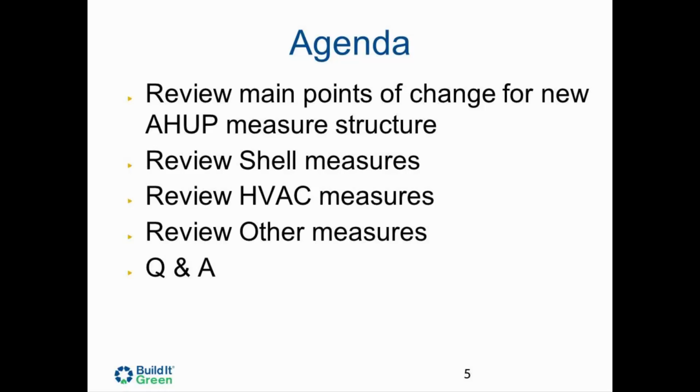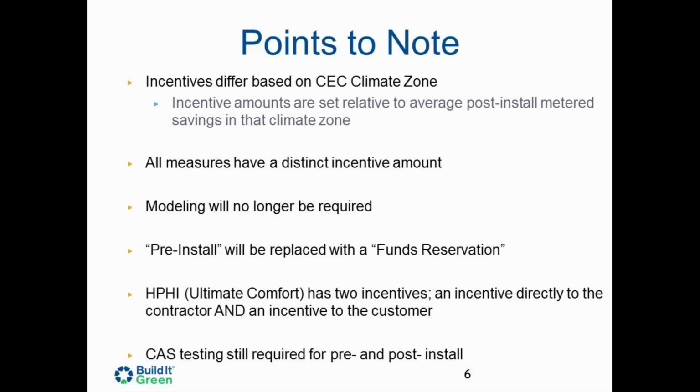Four measures are required, two of which are shell measures and one HVAC, for a maximum of $5,500 per home for climate zones 1, 4, 11, 12, 13, and 16, and $3,500 for climate zones 2, 3, and 5. In the rebate structure, we'll see a breakdown of those climate zones per measure and the rebates attached. So, main points to note here of change.